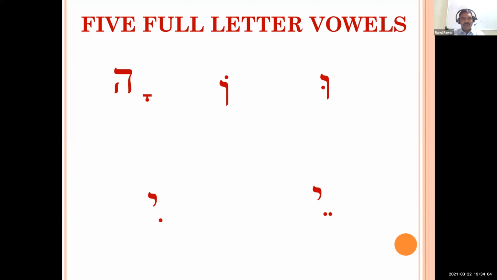Please explain this again. These are the five full-letter vowels. This is Qamets He. It uses a consonant in its formation. Remember that all these are long vowels. In word formation, in vocabulary, all these five letters are used. So the first full-letter vowel is Qamets He. Write it down.